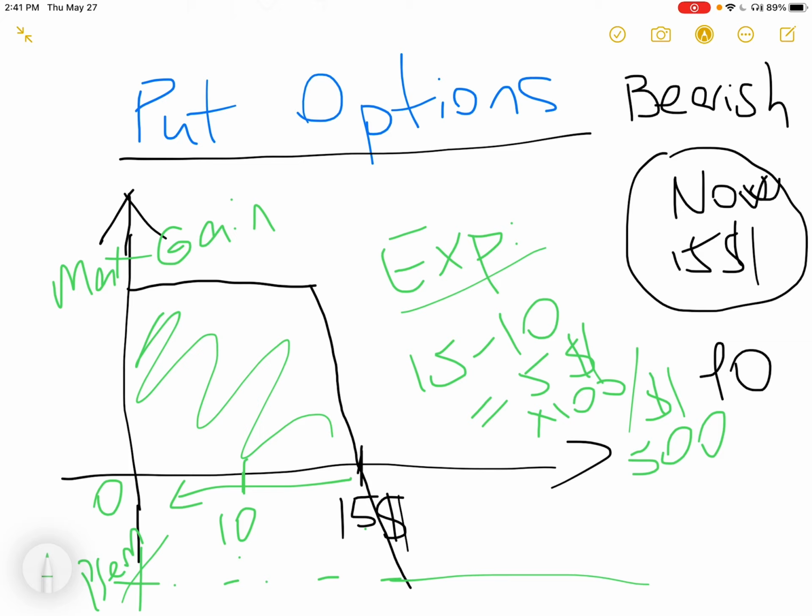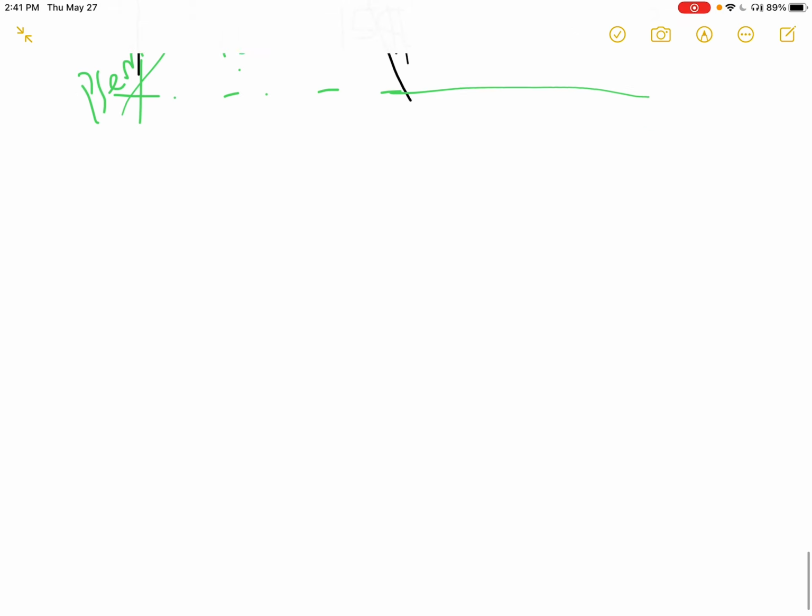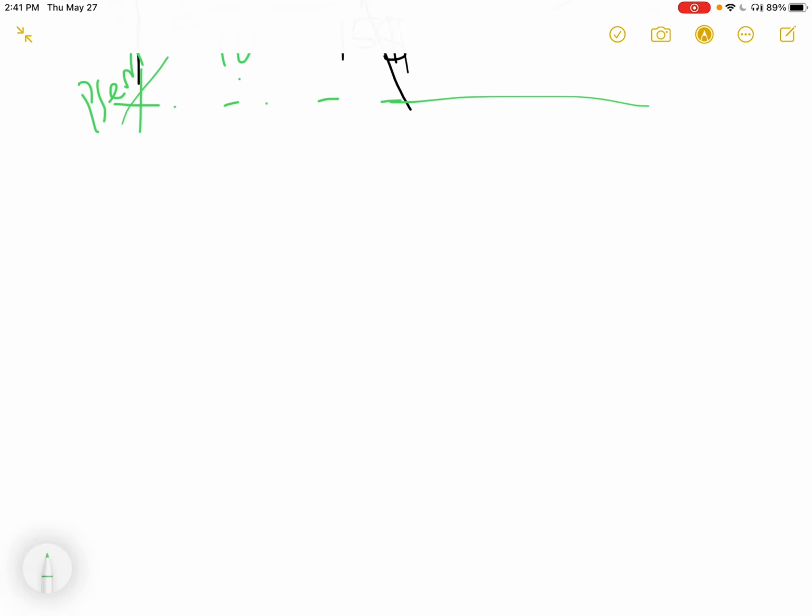Hopefully, so far it makes some sense. I know I am not the best at explaining this as I'm also learning. So what I'm going to explain to you guys next is spreads.